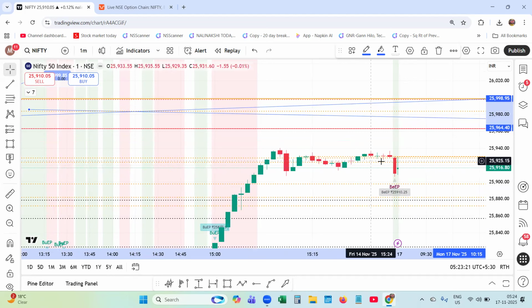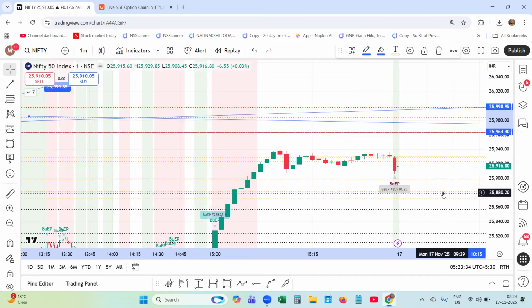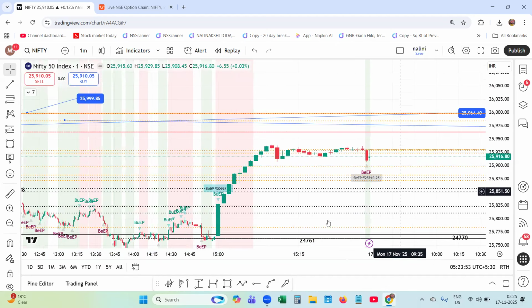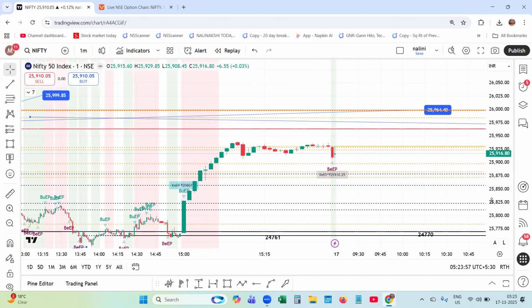From the level of call writers, there is a cluster of put writers interspersed with the call writers, 25,876, and these are the complete support level. So 25,858, 821 and 25,810, these are the levels existing on the market.